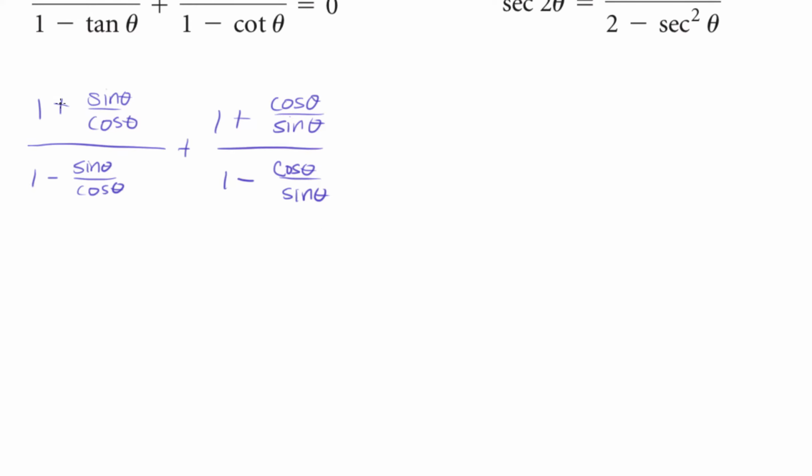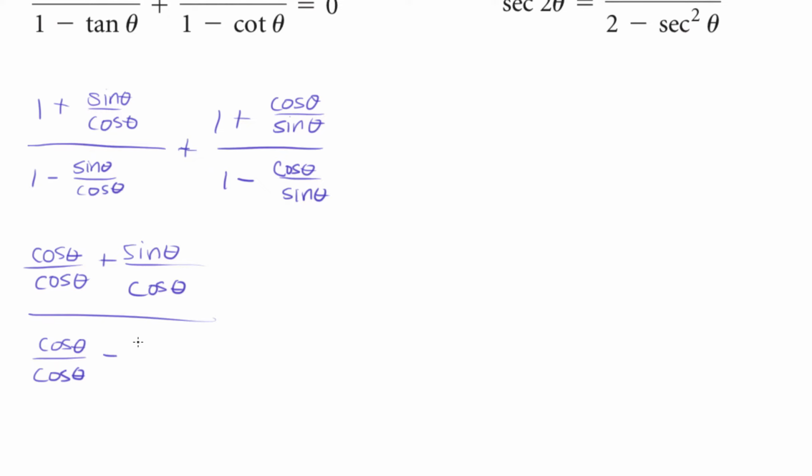Now I will find the common denominator within each individual fraction before I try to find the big one. Okay? So here in 1 plus sine over cosine, the common denominator is cosine. Here is sine, and this one is cosine, and here's sine. So again, on the top you have cosine over cosine, which is 1, plus sine over cosine, over cosine over cosine again, minus sine over cosine.